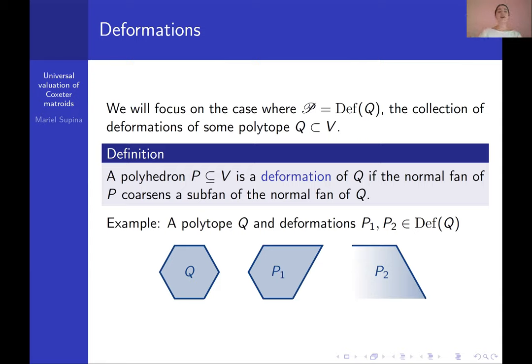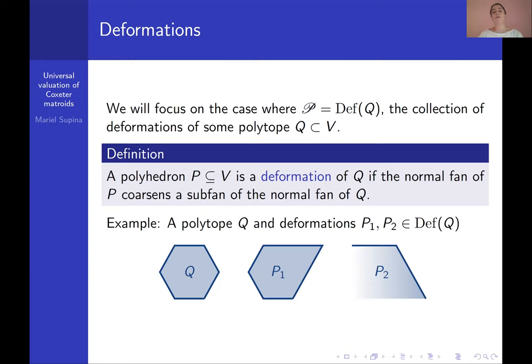If you start with your polytope Q that you're deforming, here it's this hexagon, a deformation is what you get by sliding out the facets of your polytope along their normals. So here, to go from Q to P1, for example, I would take that upper right edge and slide it out along its normal as far as I can, and that gets me from Q to P1. So P1 is a deformation of Q.